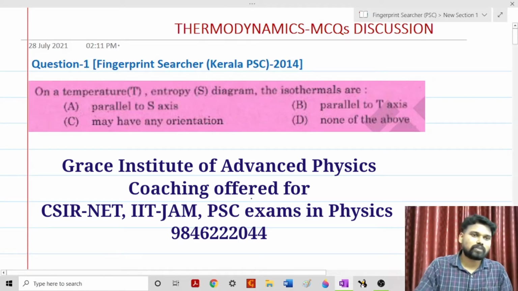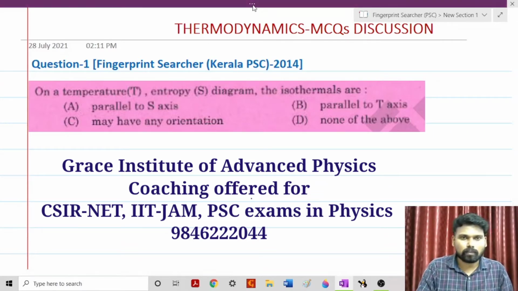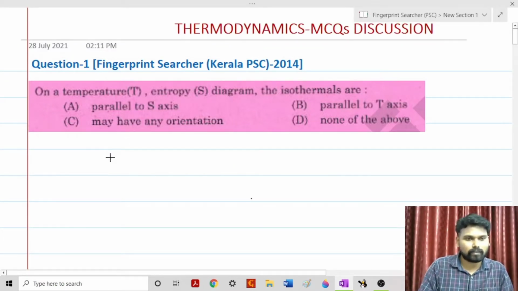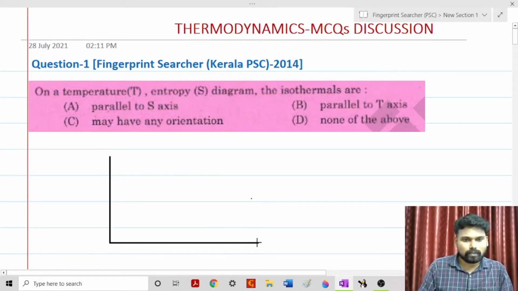I am going to the first question. I will read the first question. On a temperature T, entropy S diagram, the isothermals are. So how can we draw the isothermal on a temperature entropy diagram, TS diagram? I will draw a TS diagram. This represents the S axis, this represents the T axis. So isothermals means temperature is same, T is constant.